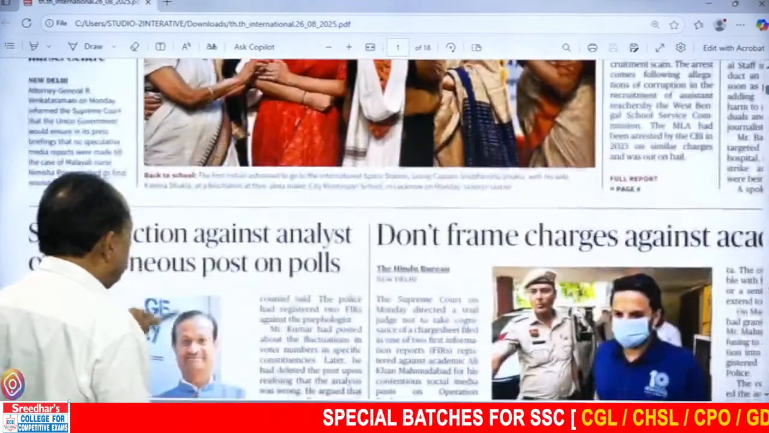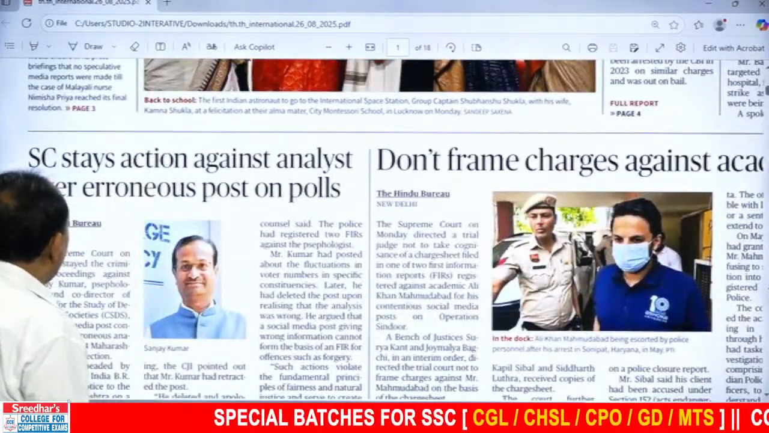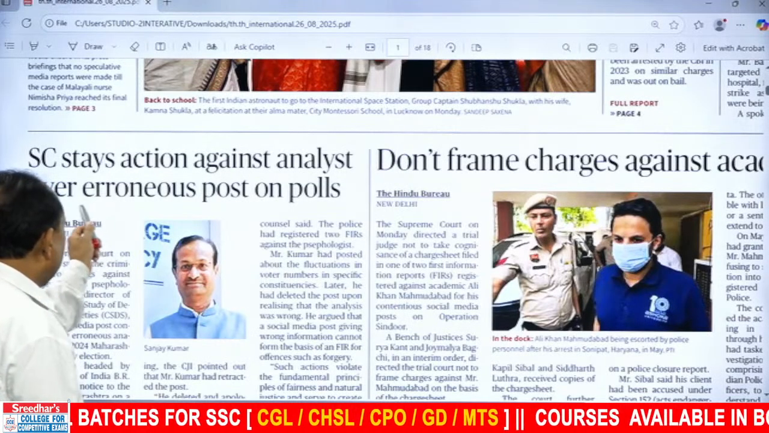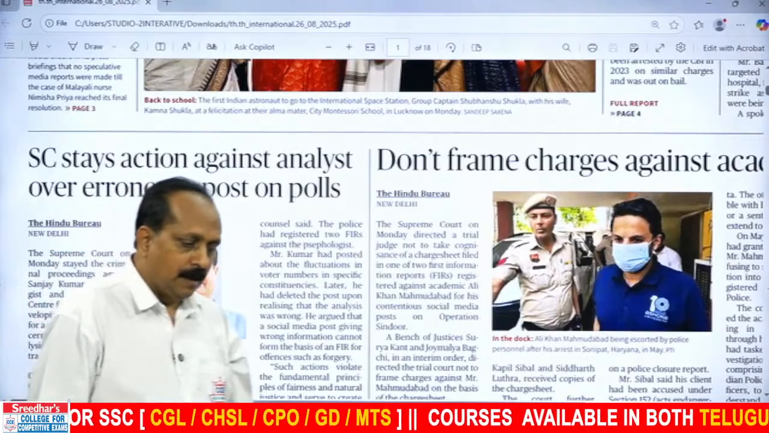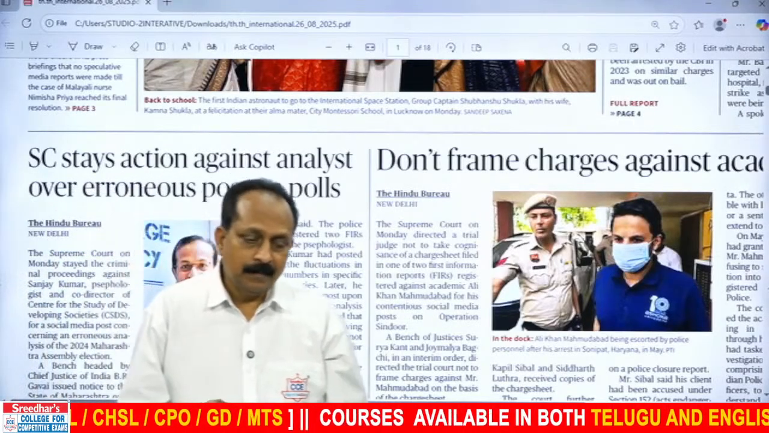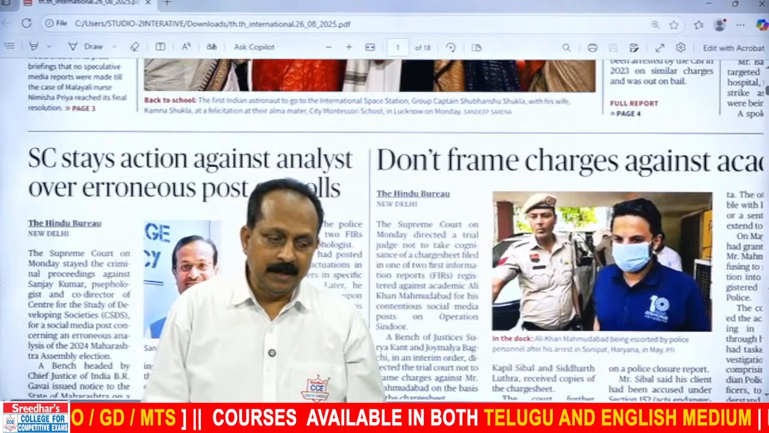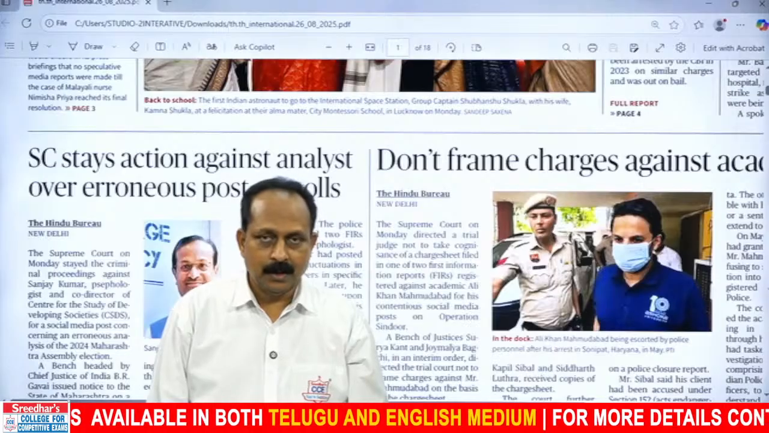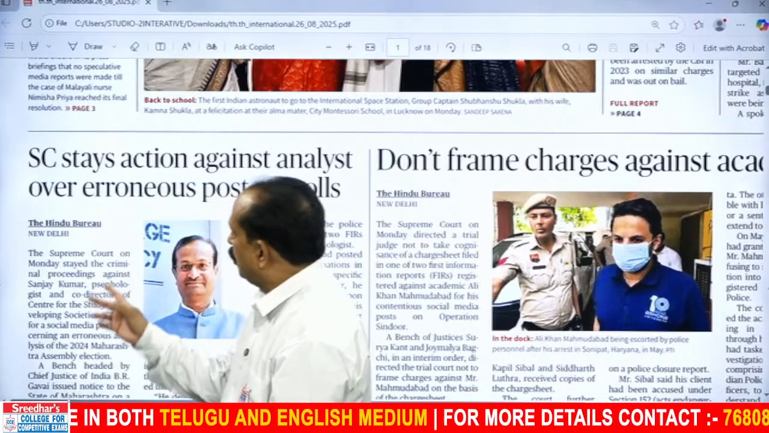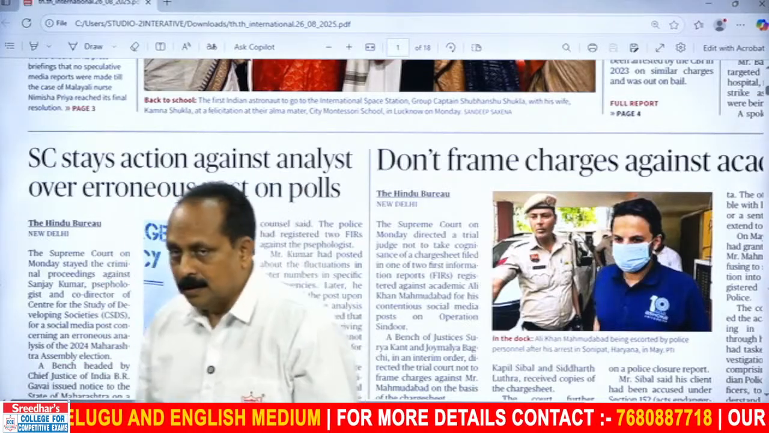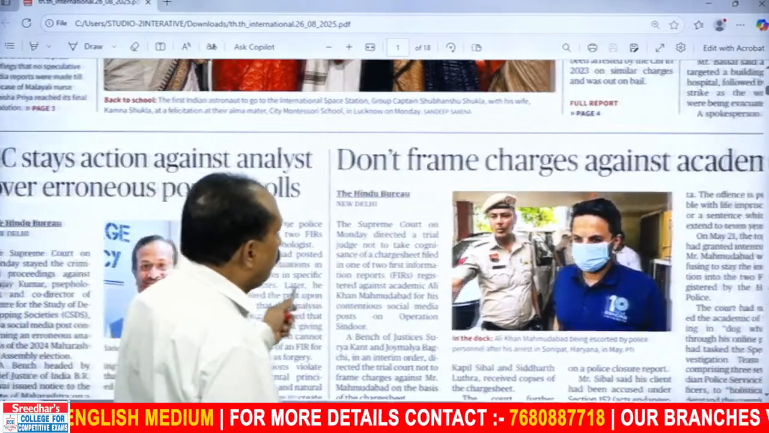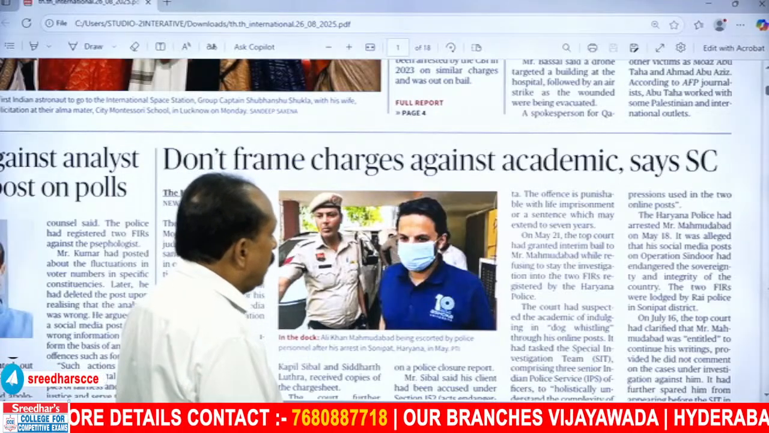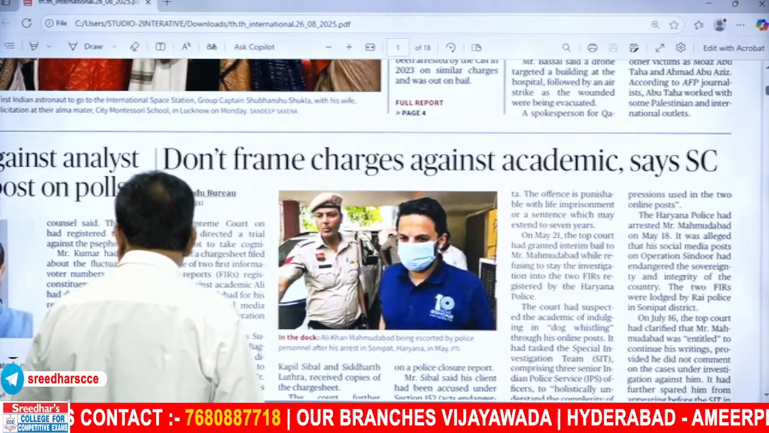Coming to the next one, Supreme Court stays action against analyst over erroneous post on polls. Erroneous means a mistake, by mistake. Flaw, error, erroneous, they all mean the same. Not intentional, not deliberate, by mistake, erroneous post. Supreme Court wanted that action to be stopped. Let us go to the next one. Don't frame charges against academics, says Supreme Court. Don't frame charges against, one important word here, academic.